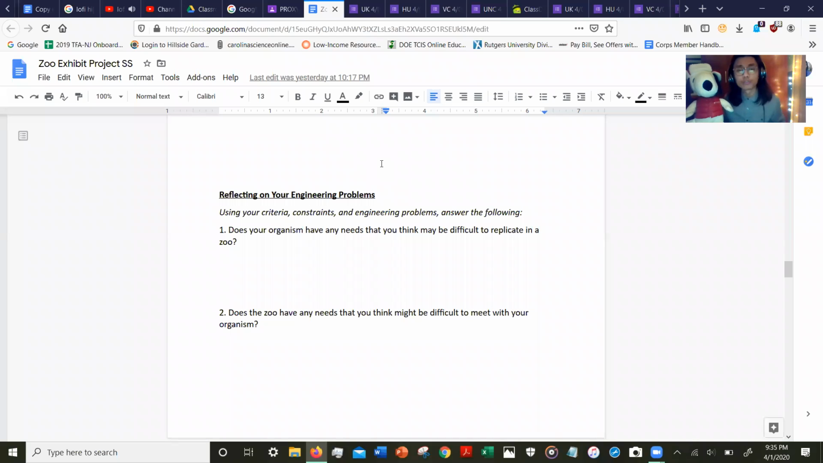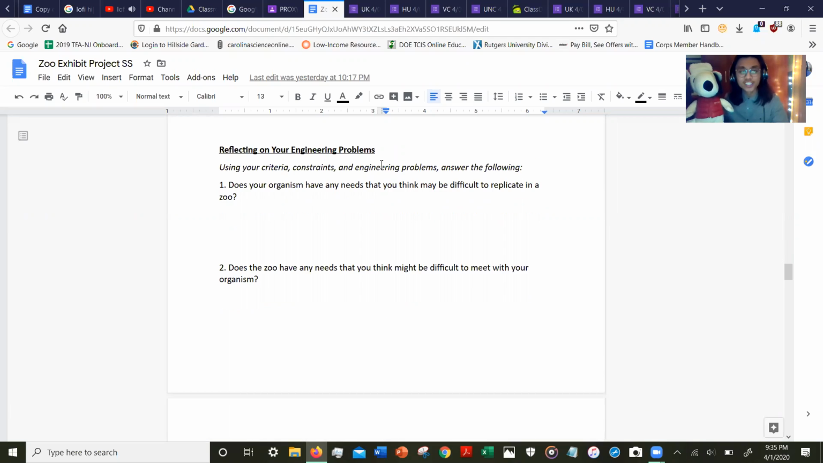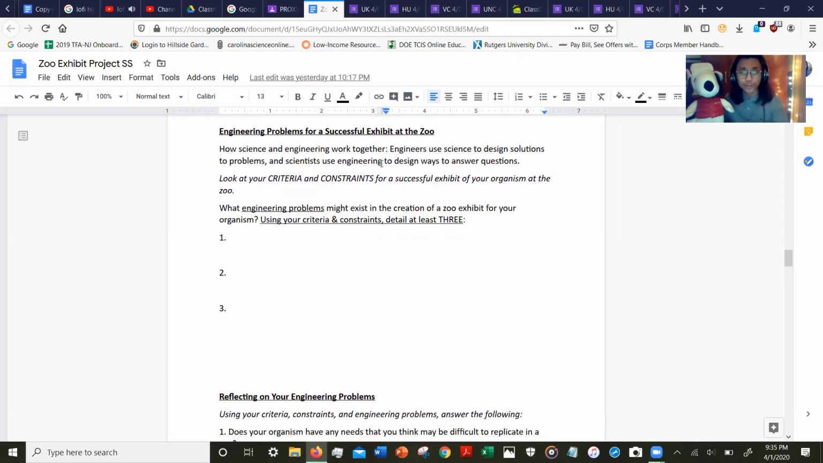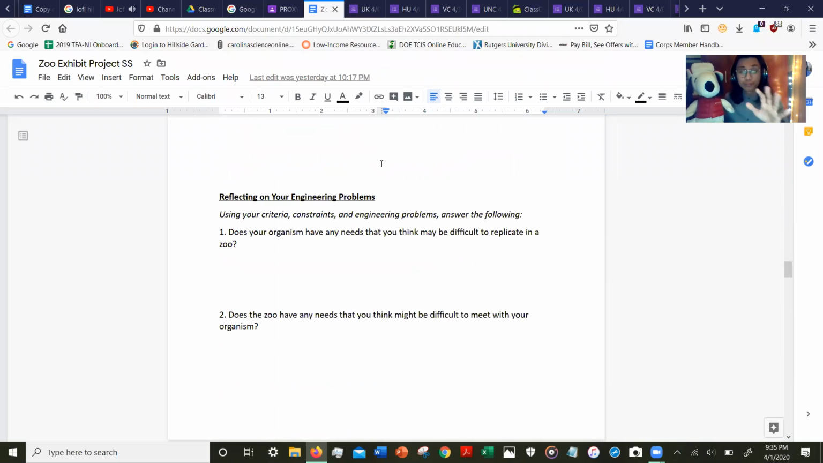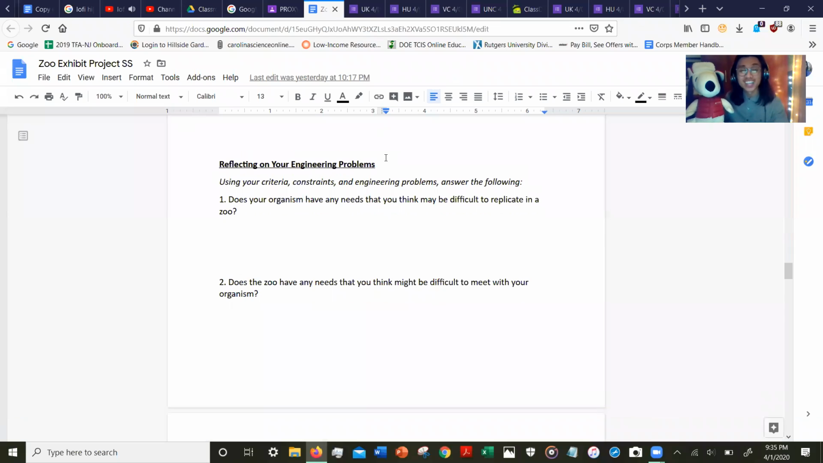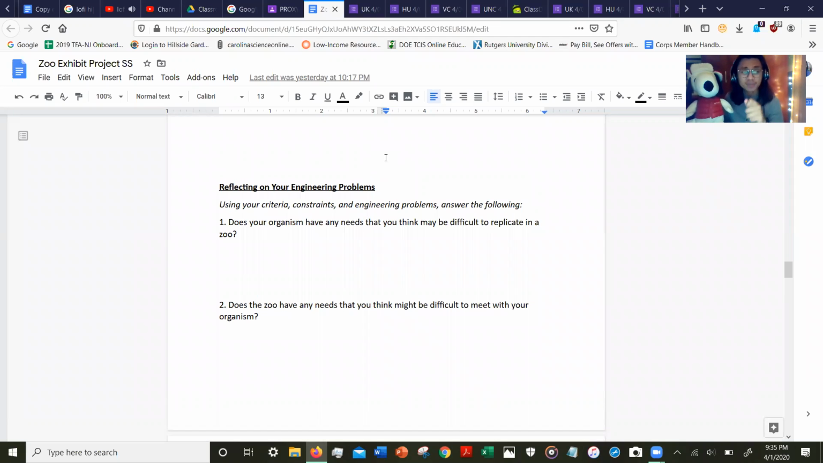And that's what you do for the first question under reflecting on your engineering problems. You summarize our engineering problems and challenges up here with your organism and place them with the first question, focusing on your organism and its criteria and constraints. Your second question focuses on your zoo, not the organism, the zoo and its criteria and constraints. And it reads again, does the zoo have any needs that you might think may be difficult to meet with your organism?